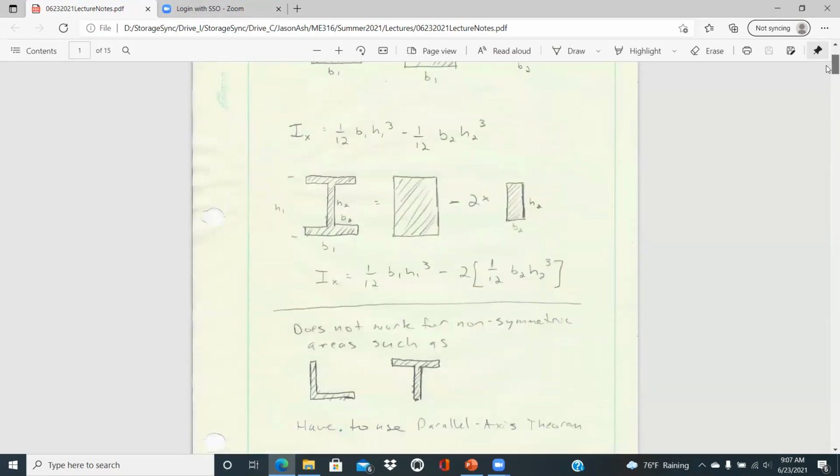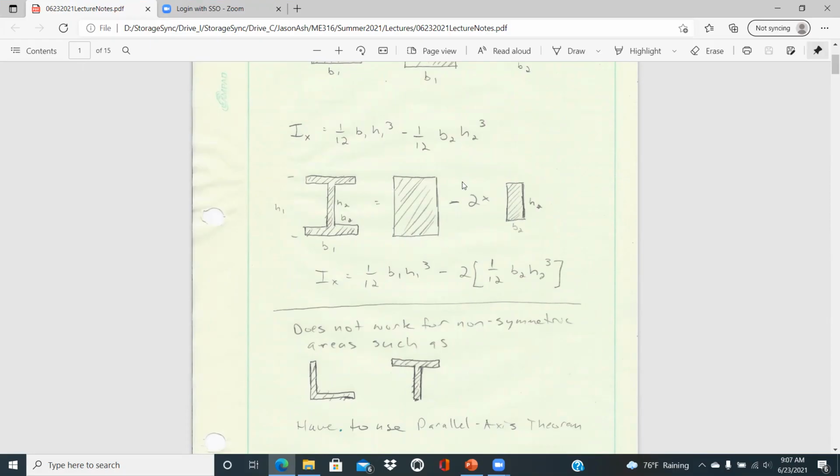As we move on to an I-beam, we'd have an overall B1 for the width of the flange, and H1 is the depth of the beam. And then we have a couple cutouts of B2 and H2 on either side of that. And just notice again that for both of those, the line of symmetry is running through the middle again.